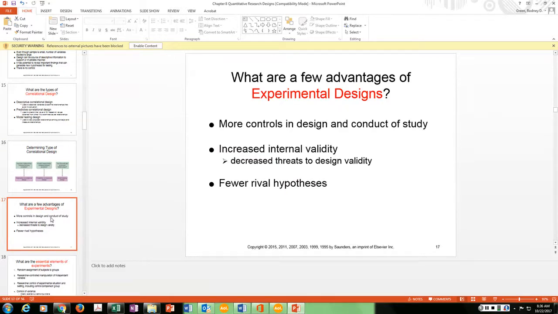Advantages of experimental designs. Well, in experimental designs, there's more control in the design and in the conduct of study. That leads to increased internal validity and decreased threats to design validity, and few rival hypotheses, meaning there's some other reason for things happening. You're trying to reduce bias, you're trying to reduce extraneous variables.